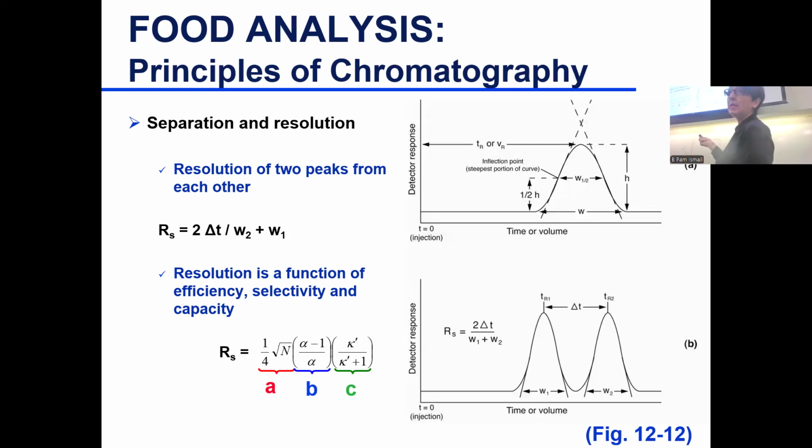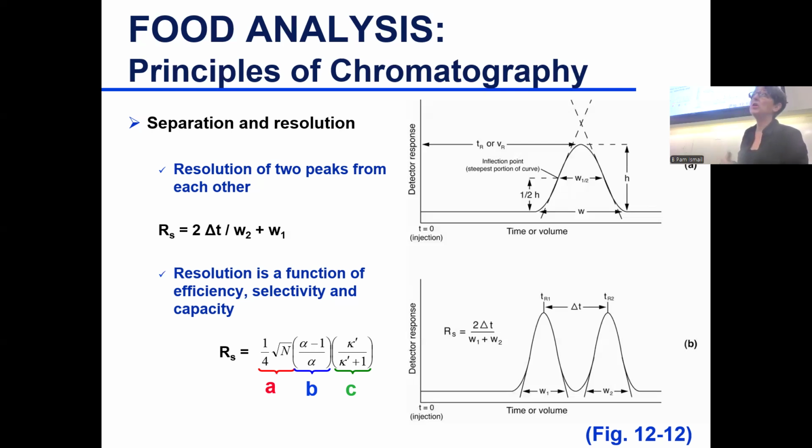What does N stand for? I just mentioned it a moment ago. N, number of theoretical plates. So efficiency is related to number of theoretical plates. I'll explain this in a minute. What is number of theoretical plates?